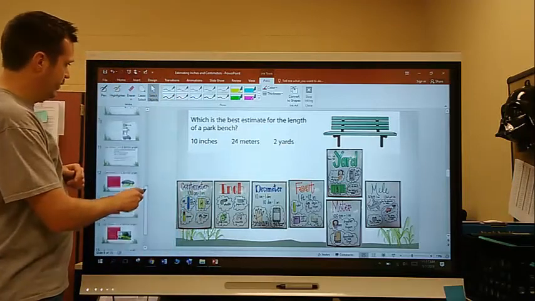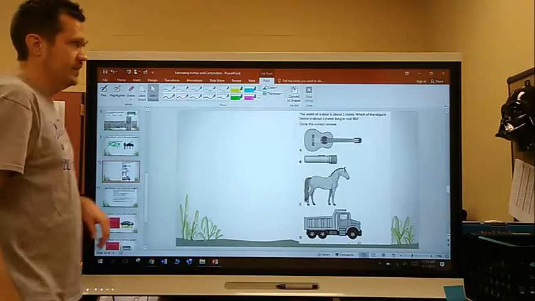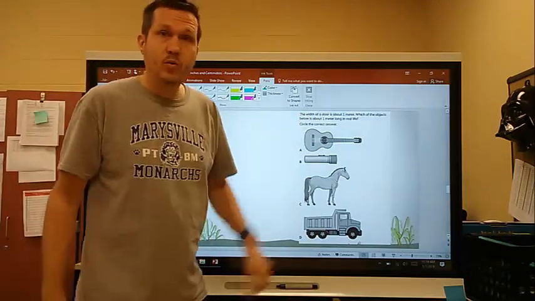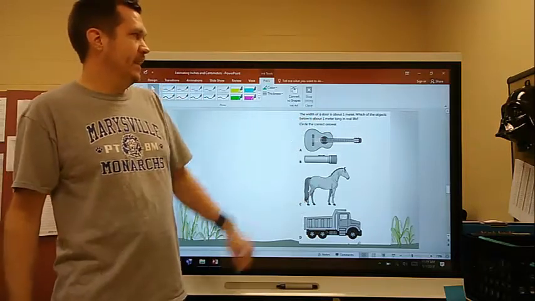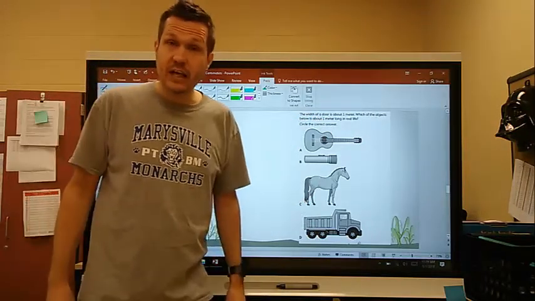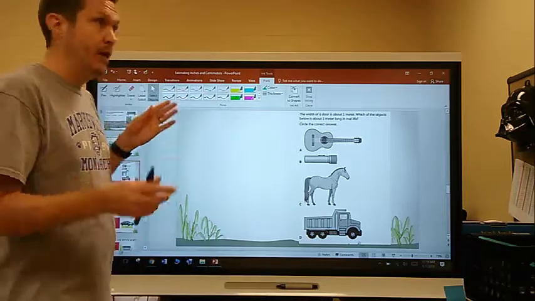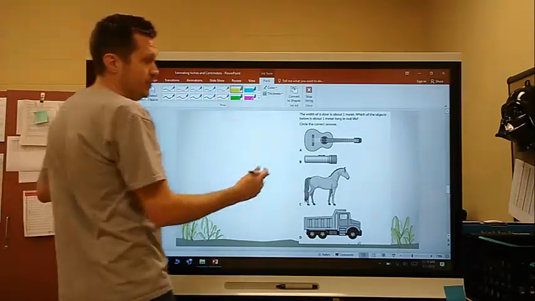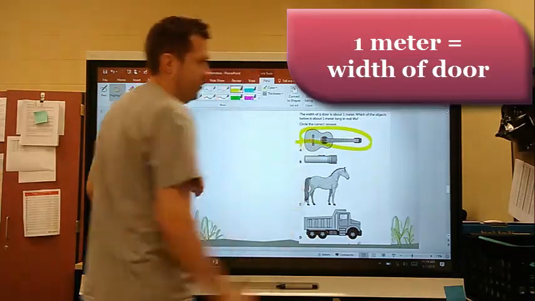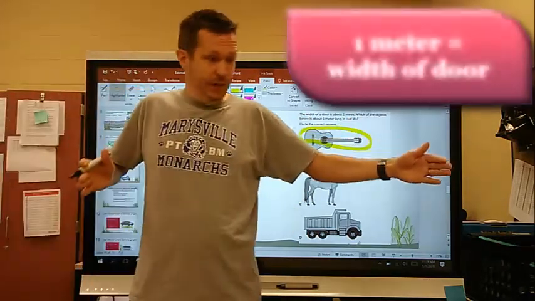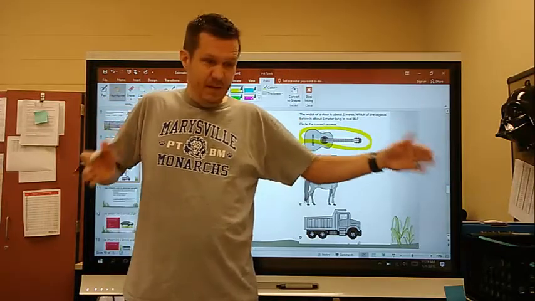Let's do a couple more of these quick. This next one says the width of a door is about 1 meter. We knew that. Which of the objects below is about 1 meter in real life? Ooh, which objects are about 1 meter in real life? Ooh, this one definitely is. I know that a guitar is about 1 meter. It's about this big.